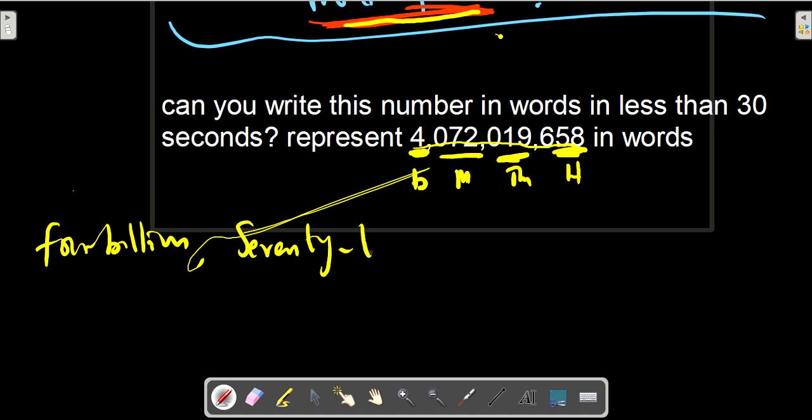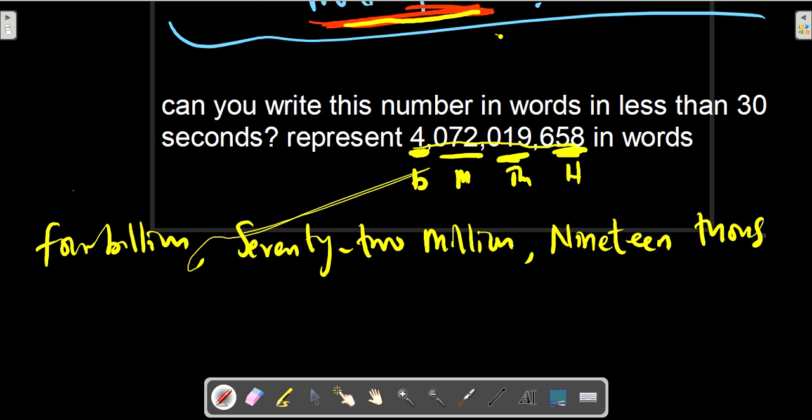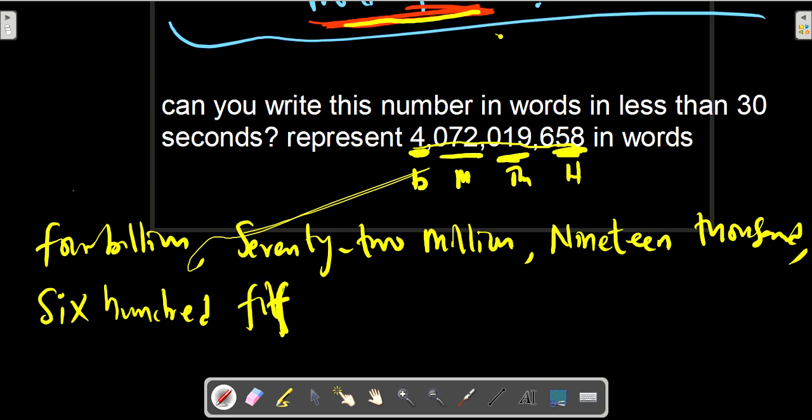seventy-two, a compound number, so hyphenated. Then 19,000, okay, and 658.